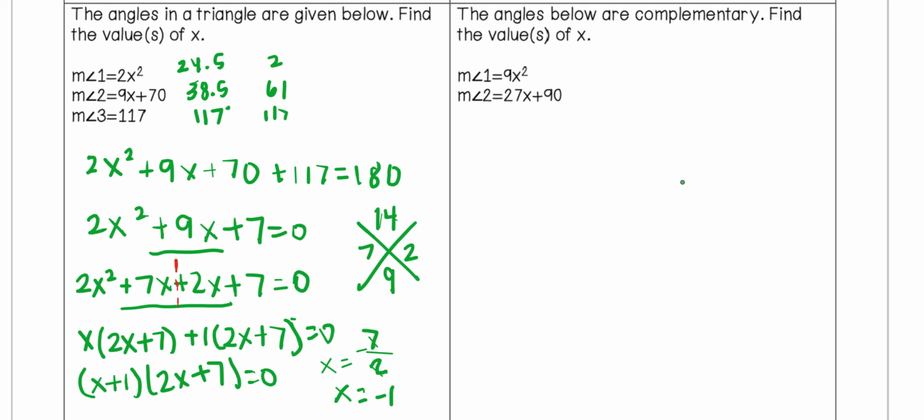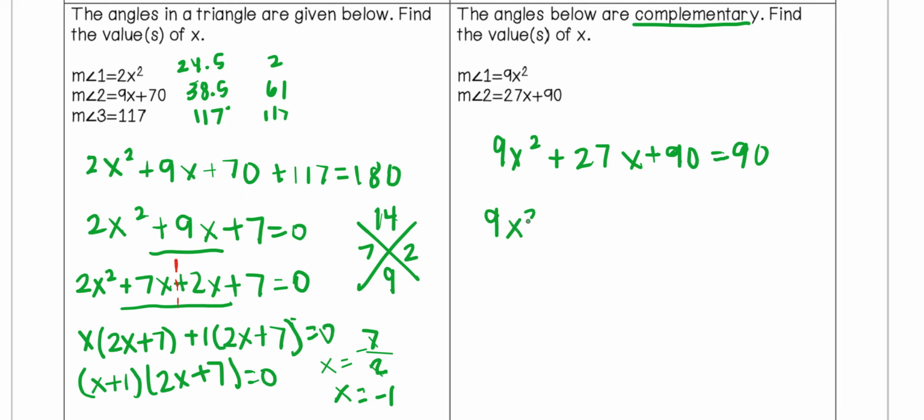Go ahead and pause and try the last one on your own. In this last one, we notice that they are complementary angles, so we need to set them equal to a sum of 90 degrees. Remember, supplementary is 180, complementary adds to 90. So we set this equal to 90 degrees when we add them together, and then we're going to try to set our whole equation equal to 0 in order to solve.